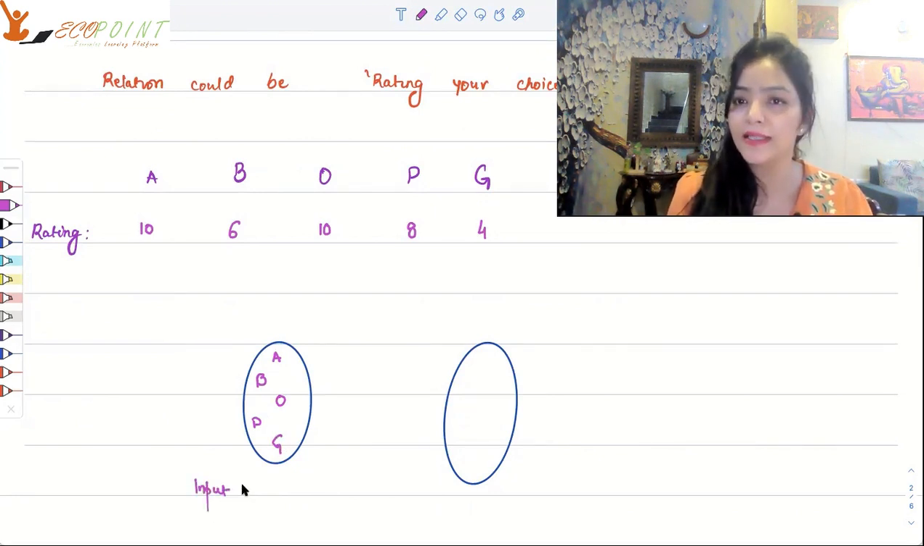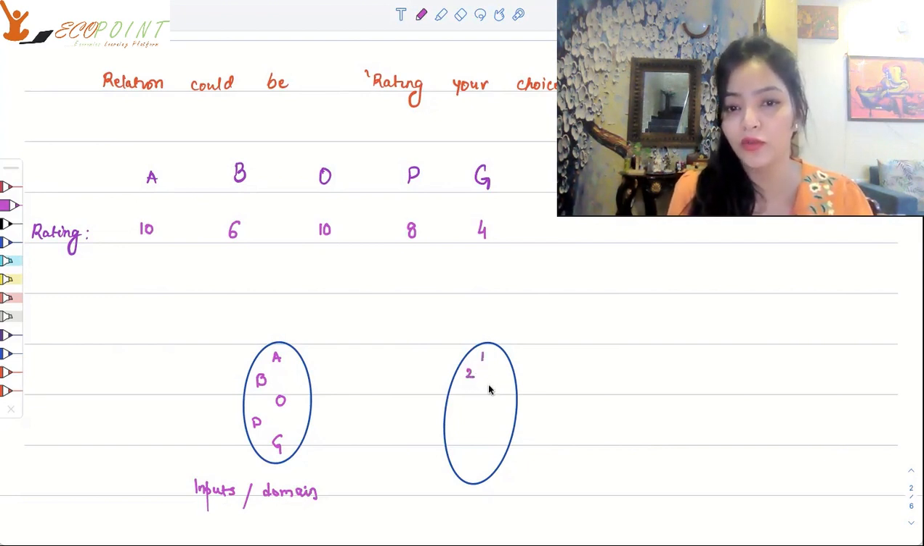A set that consists of all your possible inputs is actually called a domain. So this is the domain for my relation. The score could be anything from 1 to 10: 1, 2, 3, 4, 5, 6, 7, 8, 9, 10. All these can be the score.